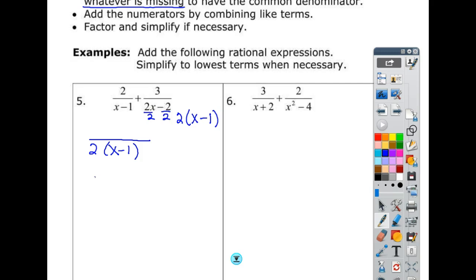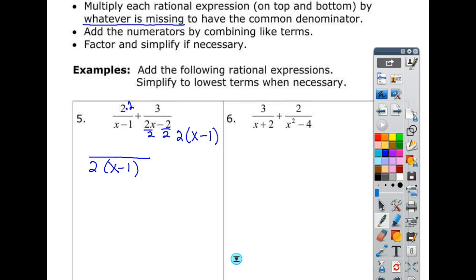Okay, so now, here's where we have to think a little bit, but it's not too bad if you'll just listen. Okay, we're comparing this denominator, this x minus 1, with this denominator. What's different about it? The 2. So that's what you multiply the numerator by, what's different. So if you want to say, instead of what's missing, if you want to say what's different, you might do that. I don't know how your particular brain works.